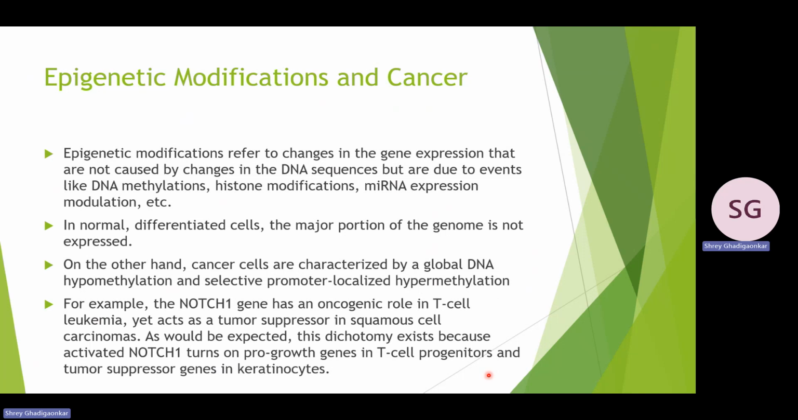This is an example involving the Notch1 gene, which has an oncogenic role in T cell leukemia especially, yet acts as a tumor suppressor in squamous cell carcinoma. In different kinds of cells, it might act differently, and that is basically what epigenetic modifications involve. As a result, as mentioned, there's a dichotomy between the expression of Notch1 in squamous cell carcinomas and in T cell leukemia specifically.